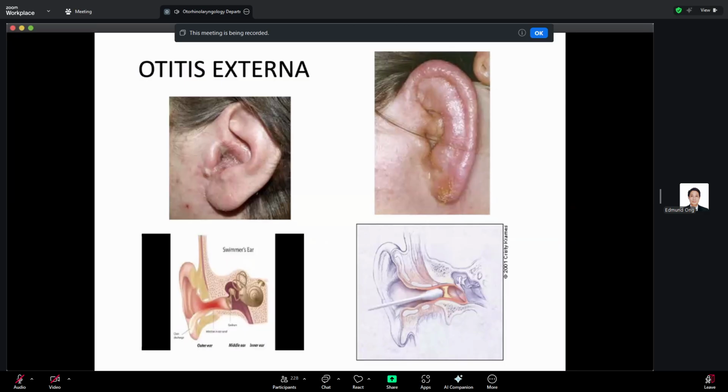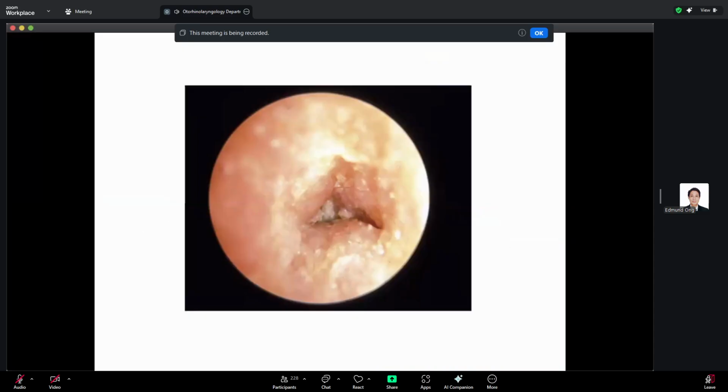Now we go to otitis externa. So this is a very common disease entity for ear problems from our patients. So next slide.